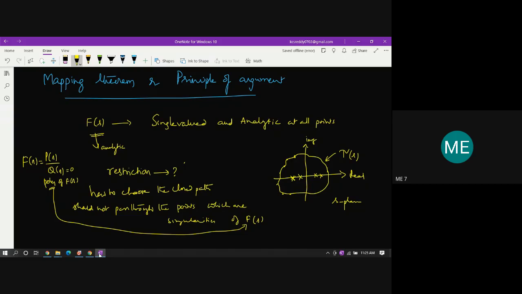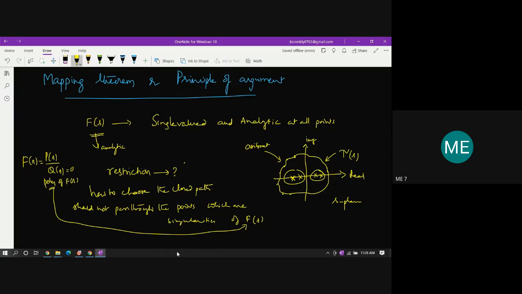In such a way you need to draw an arbitrary path. Randomly we have taken the path, which you have to choose as a closed path. It should be a closed path, and from wherever you start, it should not pass through any of the poles of f of s. Okay. So now let me explain by taking the poles and zeros of this system.